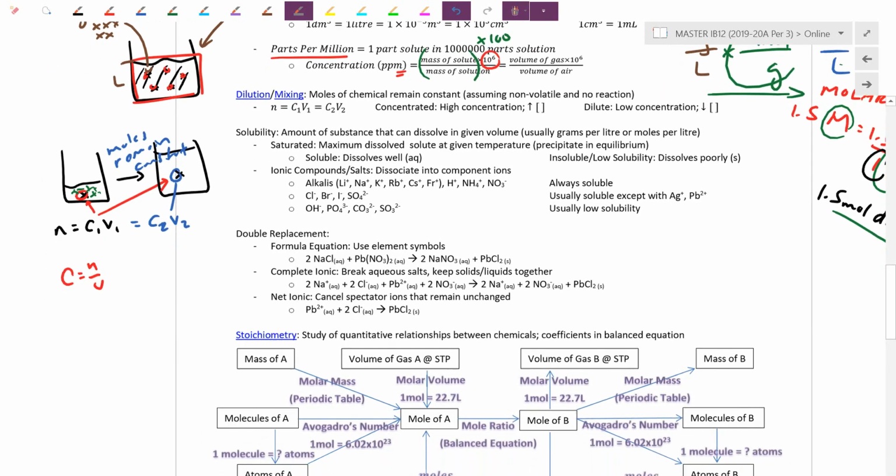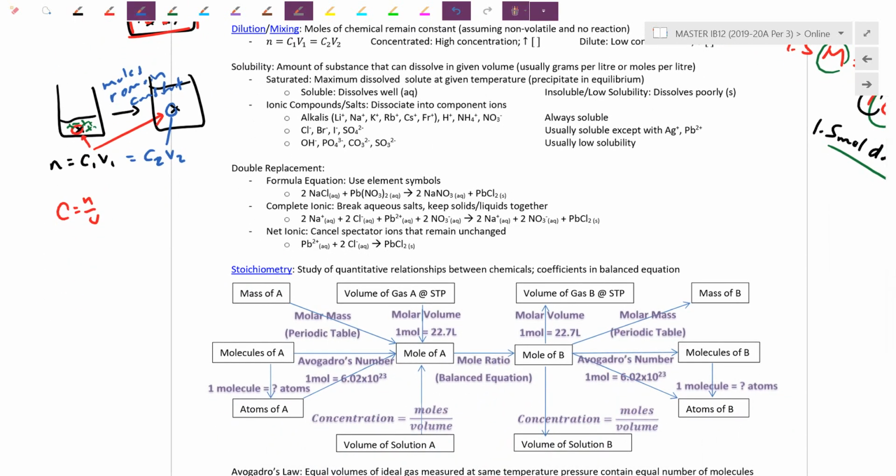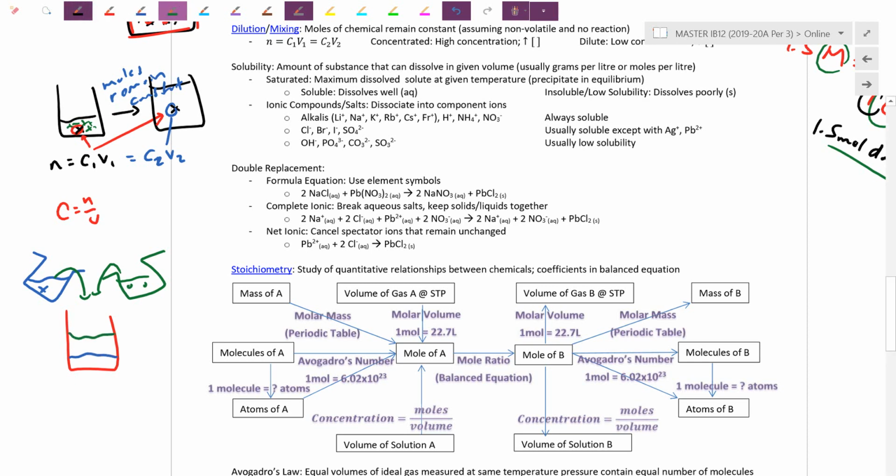A mixing question is essentially two dilutions in one. I'm just going to color code this here. Imagine I have a blue solution, and imagine I mix in a green solution. For a dilution problem, the easy question is the volume just adds up. The volume of the blue adds to the volume of the green. So the total volume is now actually going to be bigger.